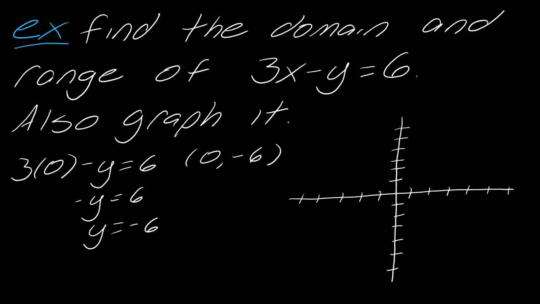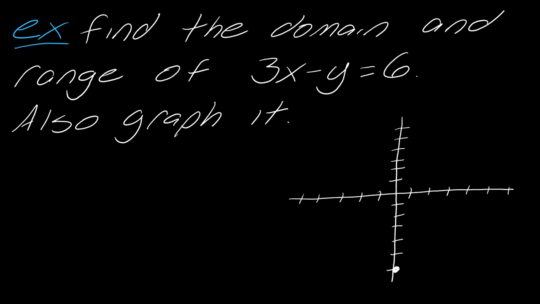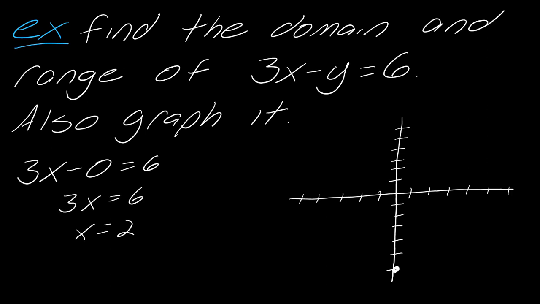So one point that you're going to have here is (0, -6). Let's see, do I have 1, 2, 3, 4, 5, 6? So I can plot that point here. And then let me clear this out. Then I can plug in 0 for y and solve for x. So I get this other point, (2, 0). So this is one way that you can graph this.